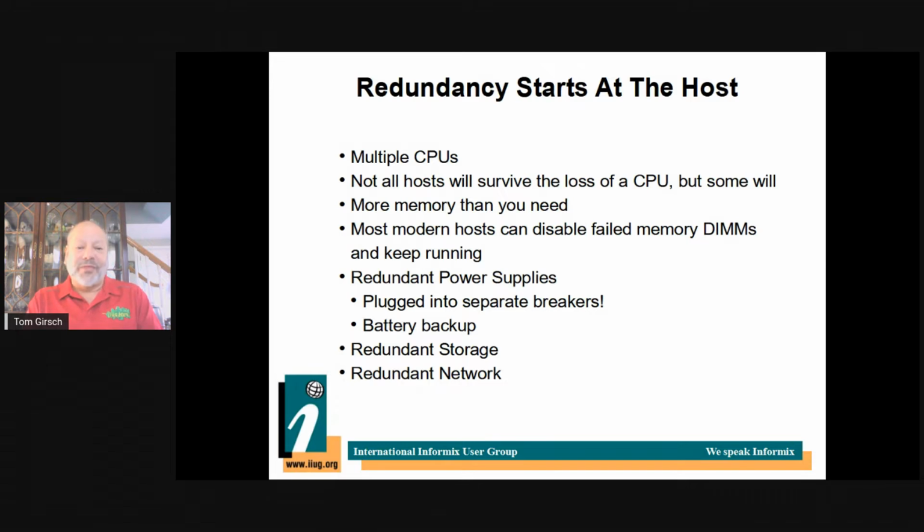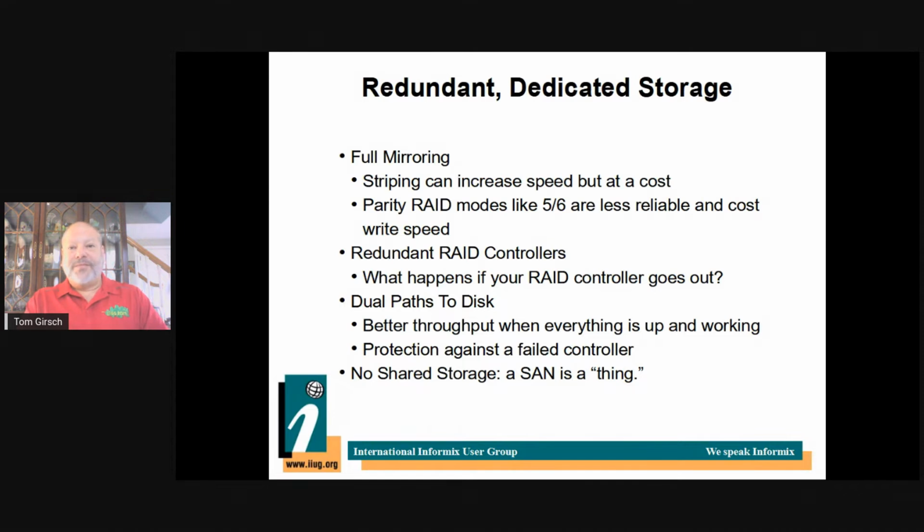I'm going to get redundant with the word redundant here: redundant storage, even redundant network, because those are also things that can fail and cause outage time. So one of the things I'm pretty passionate about, and my colleague Art Cagle is also passionate about it, is redundant dedicated storage. And we're not talking about a SAN with RAID 5. We're talking about a dedicated storage unit with full mirroring. You can do some striping, and it can increase your speed, at a cost.